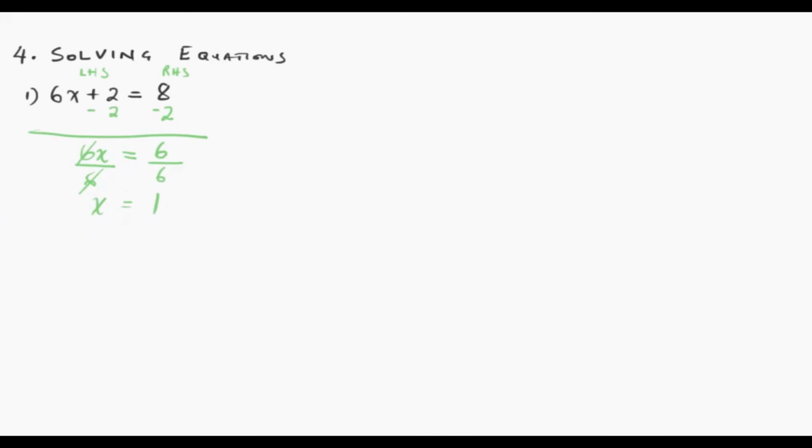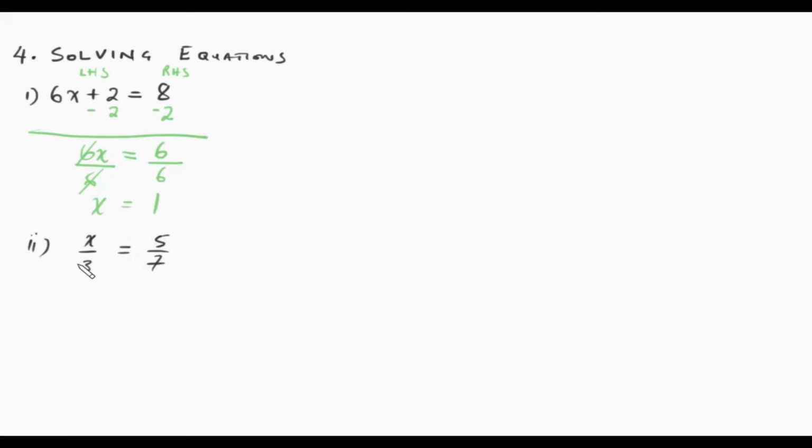All right. Okay. Now, let's look at this one. Let's say we have x over 3 is equal to 5 over 7.